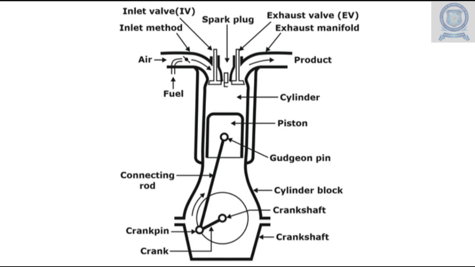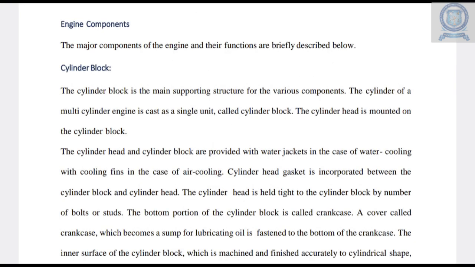Inlet valve, exhaust valve, inlet manifold, exhaust manifold, then air and fuel intake is given, as well as the cylinder head, and the cylinder walls are also given in the diagram. Then piston, gudgeon pin, connecting rod, cylinder block, then crankshaft, crank pin, crank, everything is given in the diagram. So we have listed out the components, and in the next slides we can see the functions of the various components of the IC engines. Now we can see the components of the engines one by one.